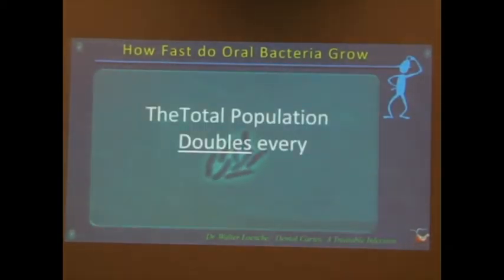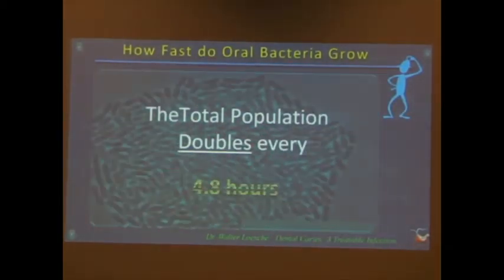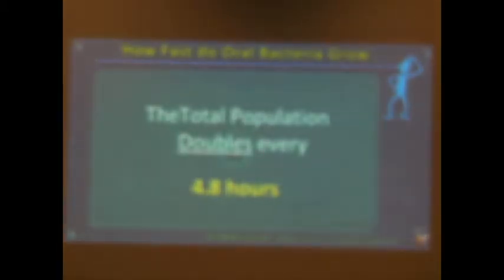How fast do oral bacteria grow in the mouth? Every 4.8 hours, according to a very clever study that was done by Walter Loesch at the University of Michigan. So in the course of a day, divide 24 hours by 5, we get approximately 5 generations of new bacteria every 24 hours in the mouth. So that's a logarithmic progression, 2 times 2 times 2, 5 times, 2 to the 5th in one 24-hour period.